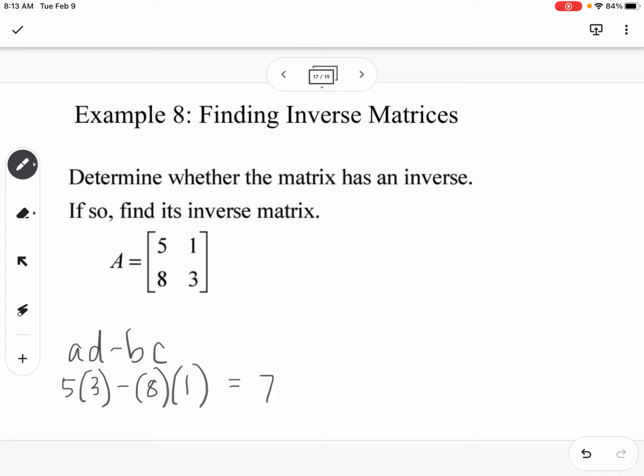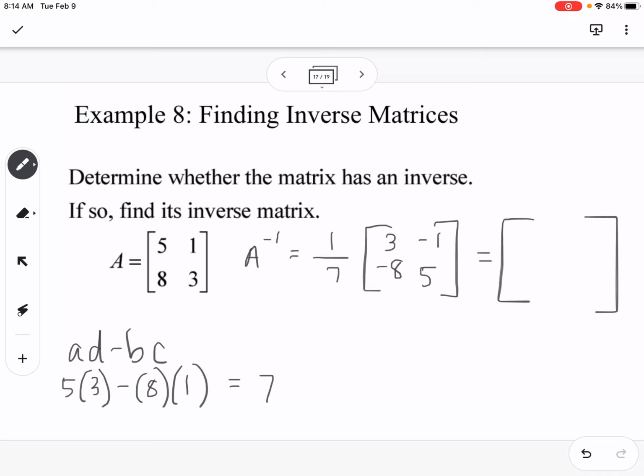So the inverse would be 1 over 7 times, so we're going to switch the A and the D, so the 3 would go there, the 5 would go there, and then the 1 and the 8 are both going to become negative. So that would mean the inverse matrix of A would be 3/7, -1/7, -8/7, 5/7. Okay.